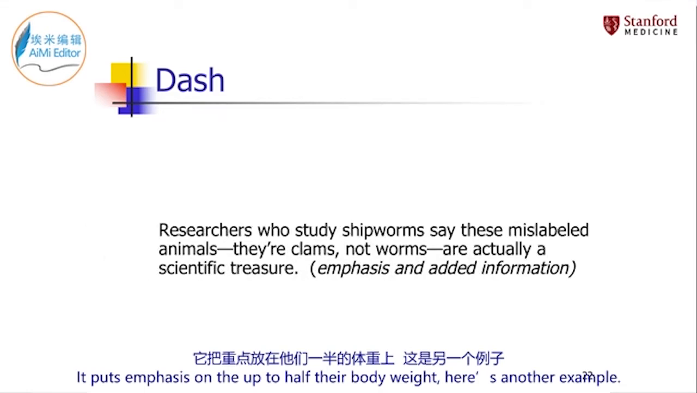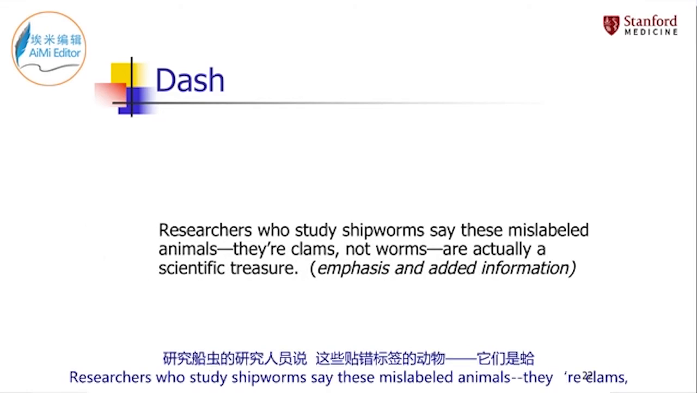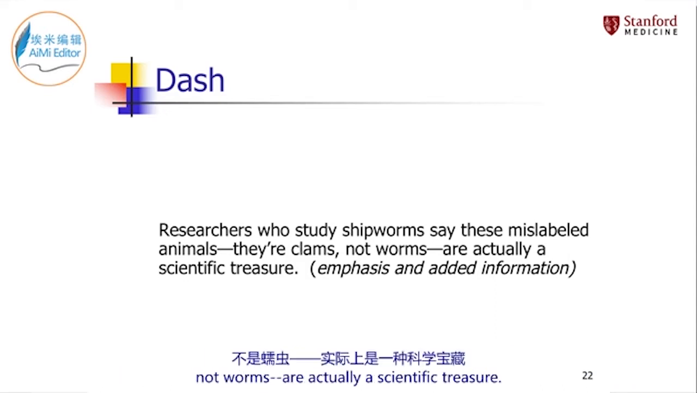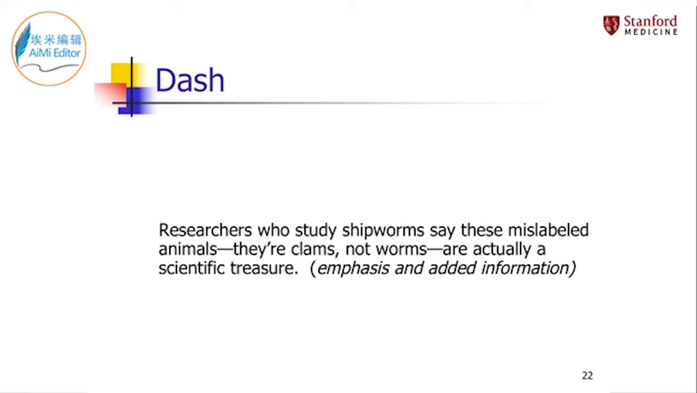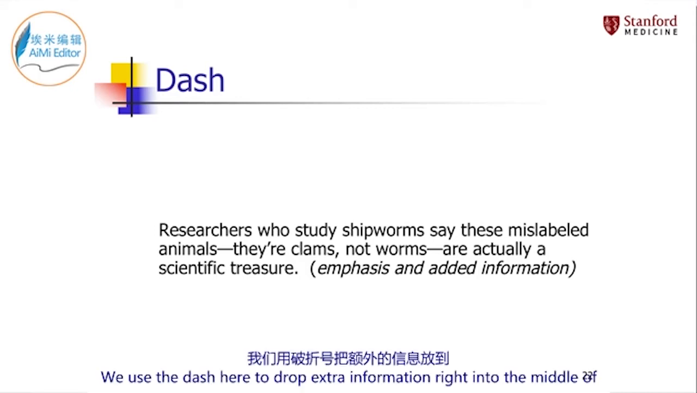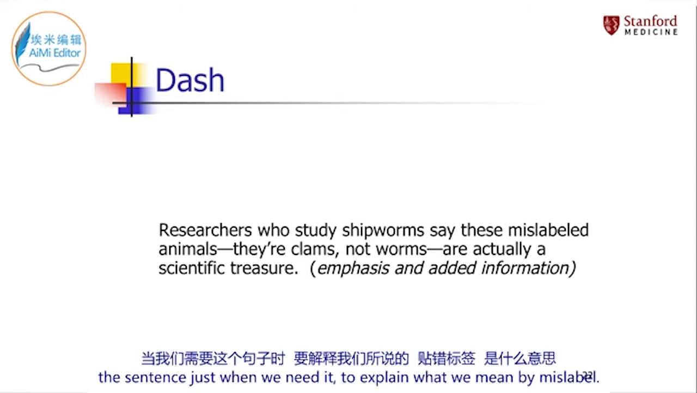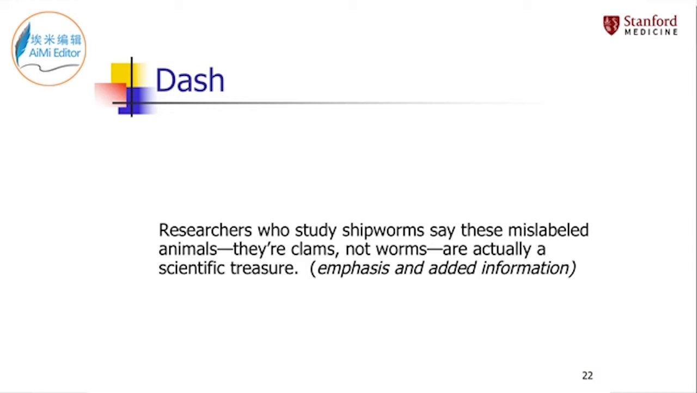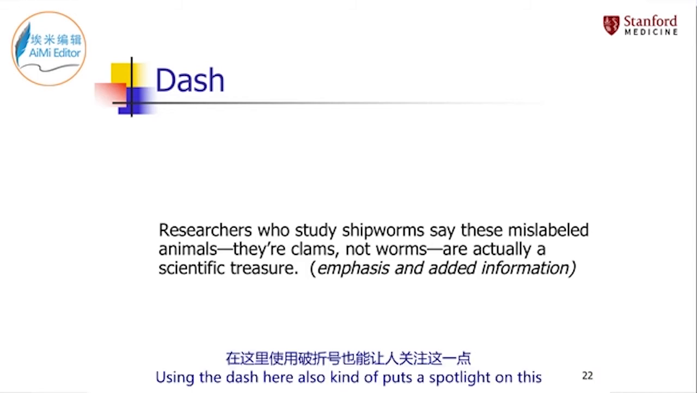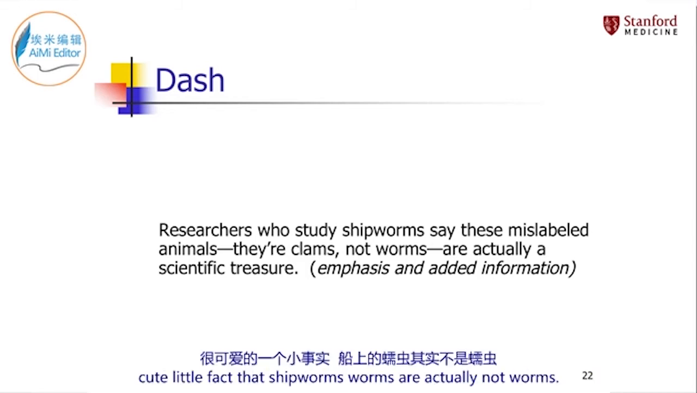Here's another example. Researchers who study shipworms say these mislabeled animals, they're clams, not worms, are actually a scientific treasure. We use the dash here to drop extra information right into the middle of the sentence, just when we need it, to explain what we mean by mislabeled. Using the dash here also kind of puts a spotlight on this cute little fact that shipworms are actually not worms.